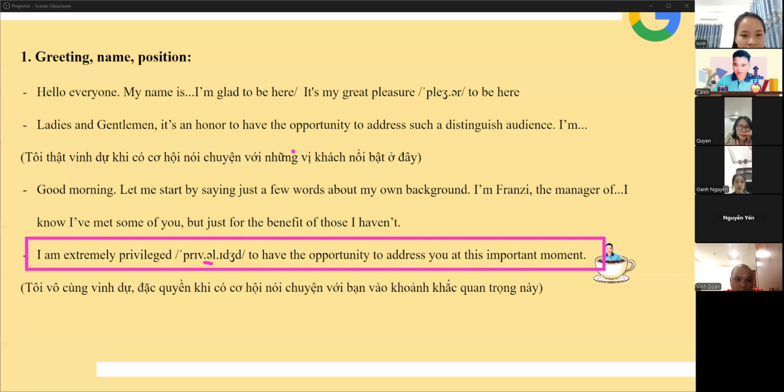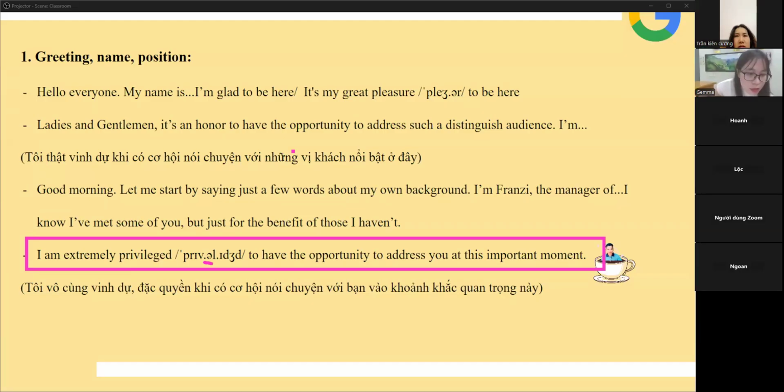Okay, very good. And last one, Miss Gemma, can you please try reading this last part? I am extremely privileged to have opportunity to address you at this important moment. Okay, can you please read this word again? Extremely. No, it's extremely. So we have E-M-E, so as the rule states, it's read as a long E. So extremely.